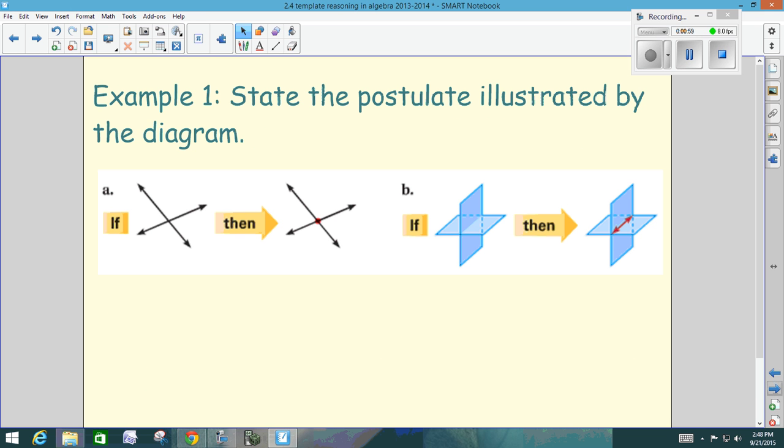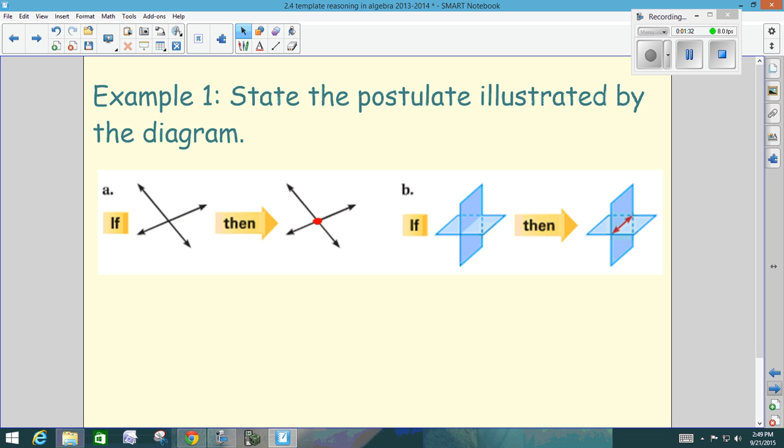Before we get to the proofs, we're going to practice looking at diagrams and understanding diagrams and learning what we can get from them and how they're marked. So at the bottom of the first side there, it says, state the postulate illustrated by the diagram. So the first one, if something, then something. And I don't know if you can tell on your picture or not, but the conclusion diagram has a highlighted dot here. This diagram is illustrating one of the postulates from above.